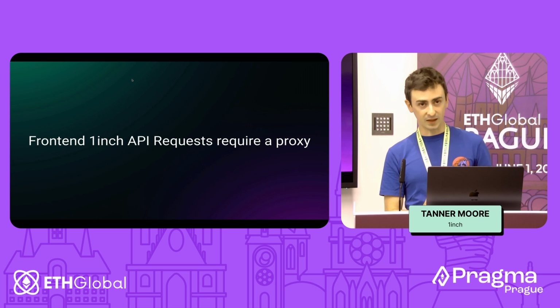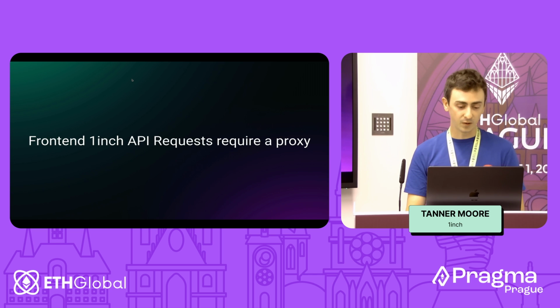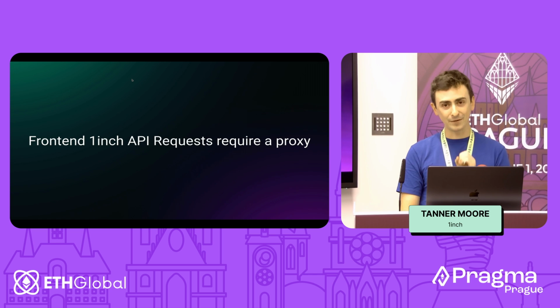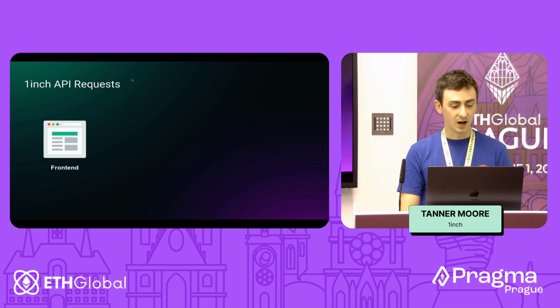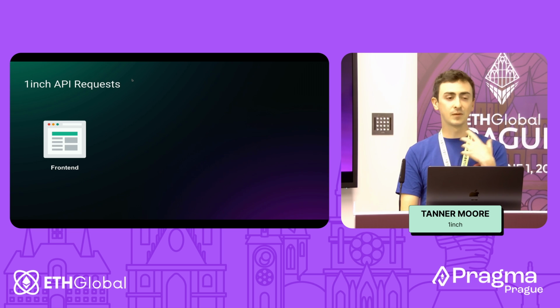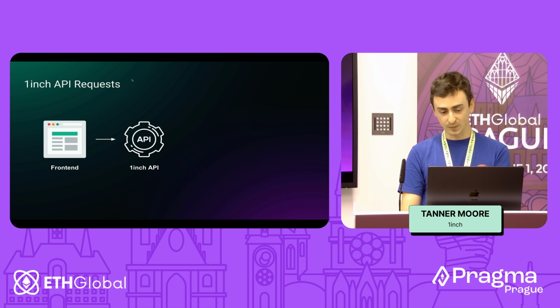Some really important things to note is that if you're making front-end requests to the 1inch API, you have to use a proxy of some sort. To explain this with some visuals, if you have a front end and you have some widget on there where you're saying, oh, I want to do some sort of swap call to the 1inch API from my website that other users are using, this call specifically will fail. You'll get a CORS error. It's kind of confusing, and you'll get very lost.